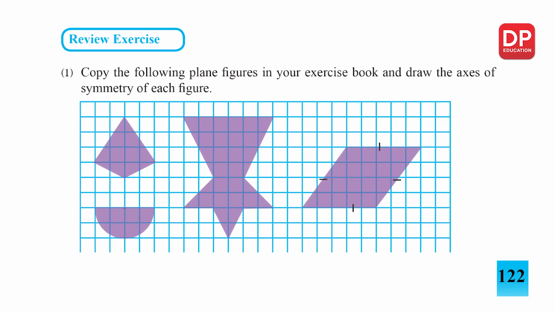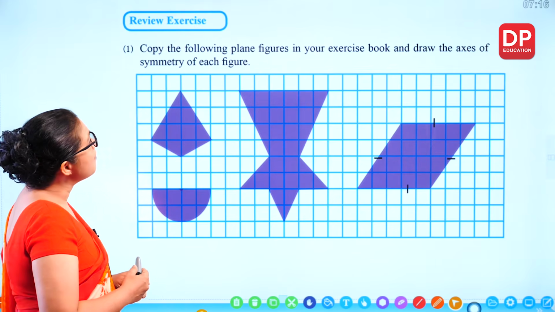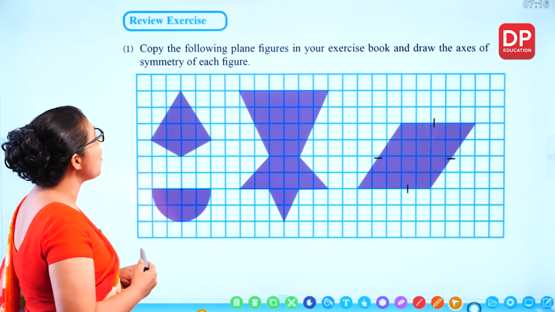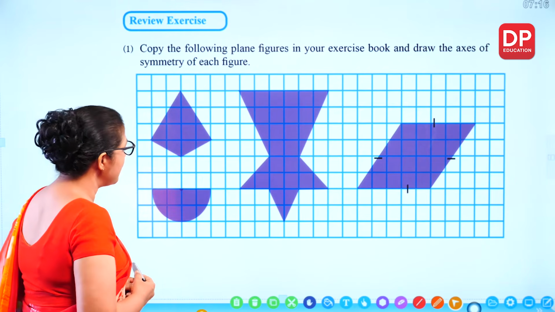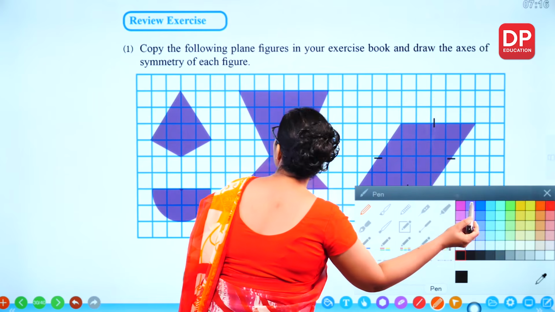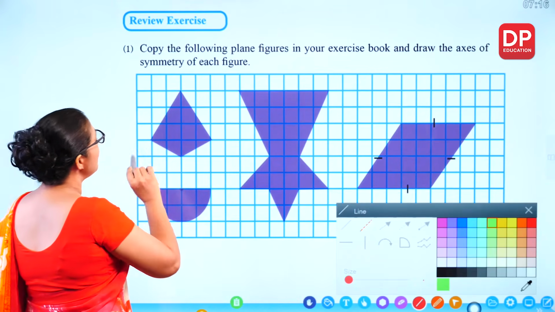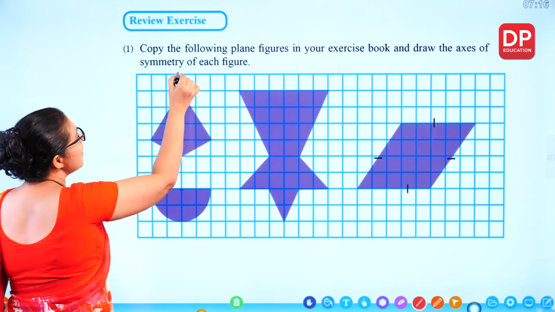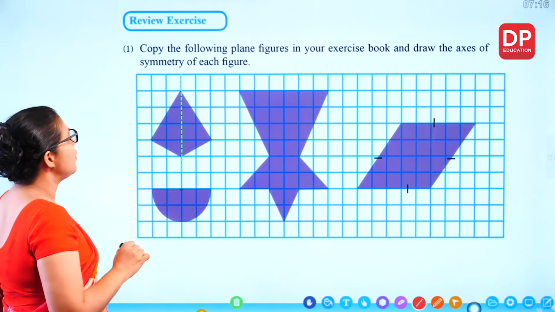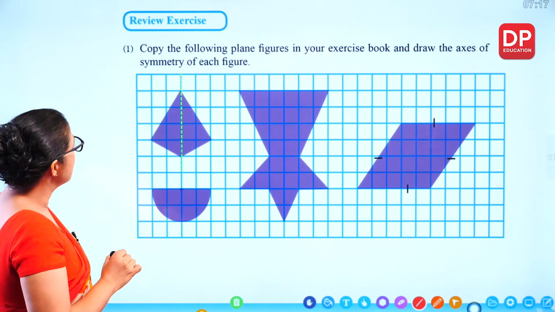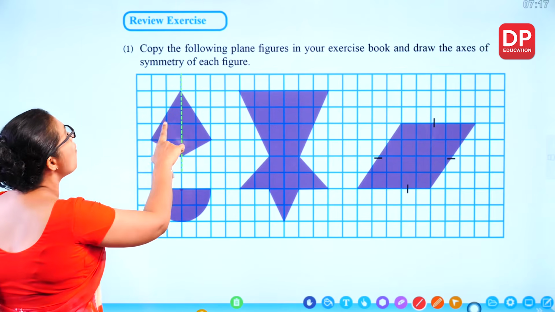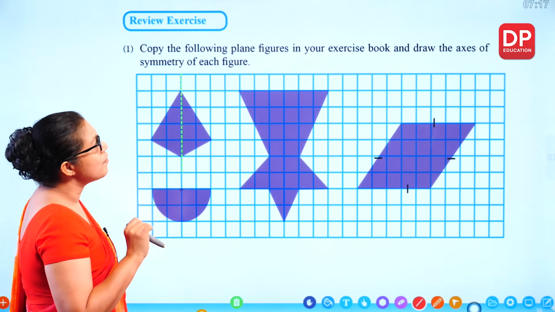We'll look at the review exercise. Copy the following plane figures in your exercise book and draw the axis of symmetry of each figure. So look at this one. So you need to draw the axis of symmetry. Okay, so here look at this diagram. I can divide this into 2 equal parts. Can I draw another line? I can't draw. So one axis of symmetry.